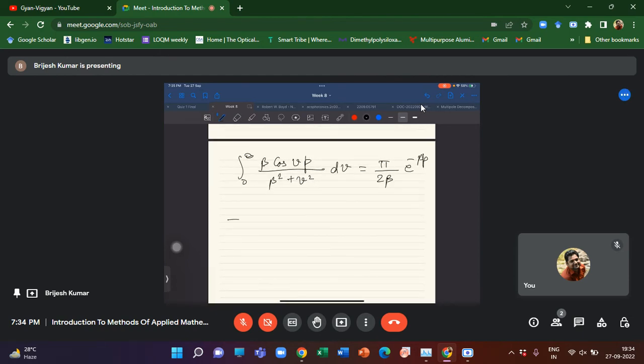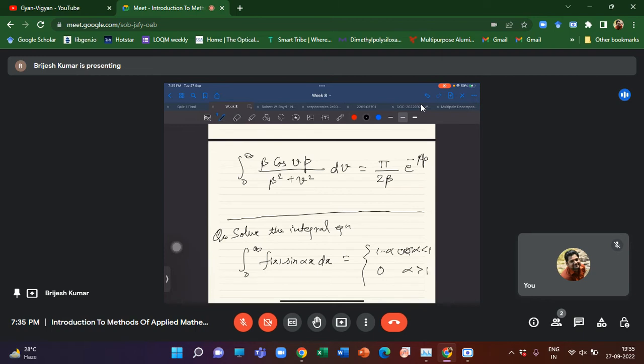So the next question is: solve the integral equation. The integral equation is given: the integral from 0 to infinity of f(x) sine alpha x dx equals 1 minus alpha when alpha is from 0 to 1, and this is 0 when alpha is greater than 1.